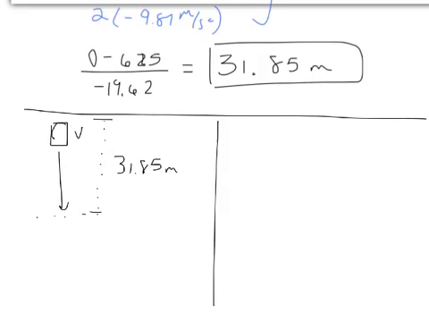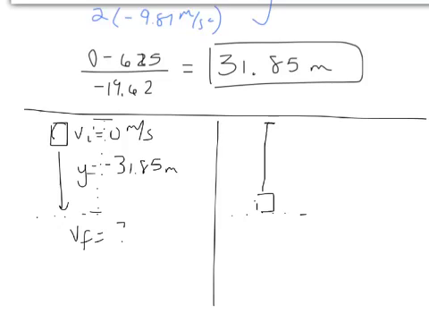So we could say the initial velocity is 0 at the beginning. The y is negative 31.85, and we're looking for Vf. Or we could start the problem from the beginning and say the rocket is going to go up to the top, pause for a second, and then come back down to the bottom and end up here. If we do it this way, now we have an initial velocity of 25 meters per second. But now the difference is that the y value is actually 0.